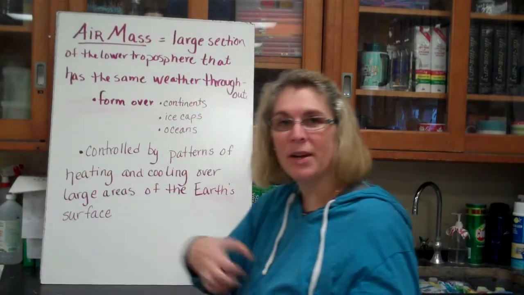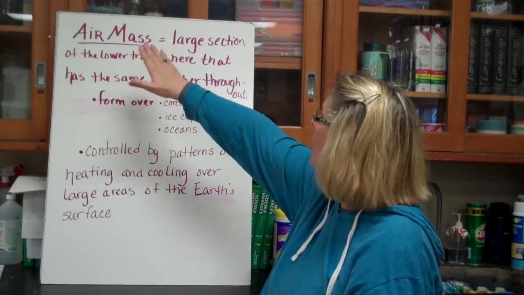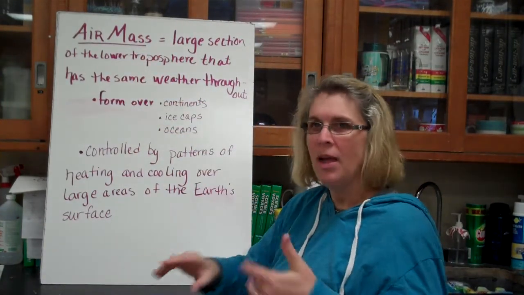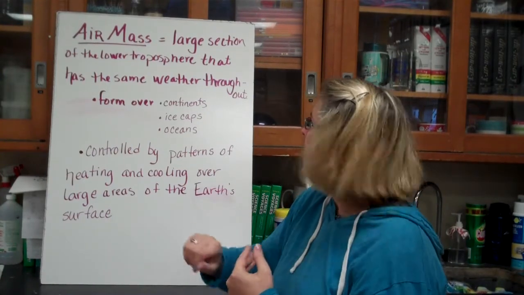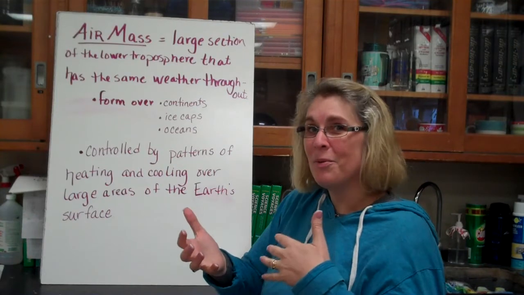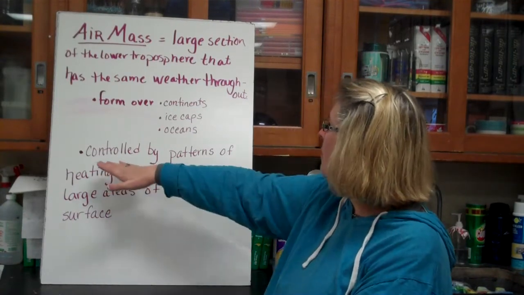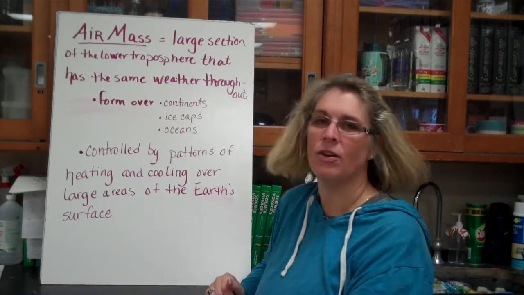What that means, to break down that standard, is that air masses are large sections of the lower troposphere that have the same weather throughout them. They can form over continents, ice caps, or oceans. And where they form can determine whether they're high pressure, low pressure, or how warm or cold they are. They're controlled by patterns of heating and cooling over large areas of the Earth's surface.